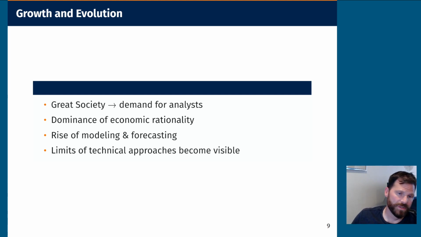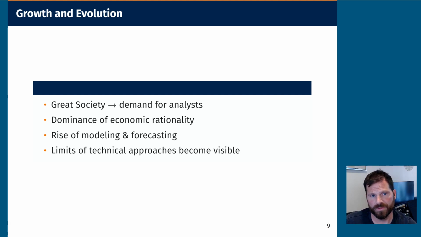So the growth and evolution of policy sciences comes from the early periods of the New Deal and World War II, and then again, demand hits a peak during the Johnson administration's Great Society programs, where there's a large demand for analysis. Economic rationality models begin to really be developed here. If you think about the early work on bounded rationality, it begins in the late 1950s. The rise in modeling and forecasting begins with the development of the computer and larger processing capability to solve extremely large econometric models using big data.